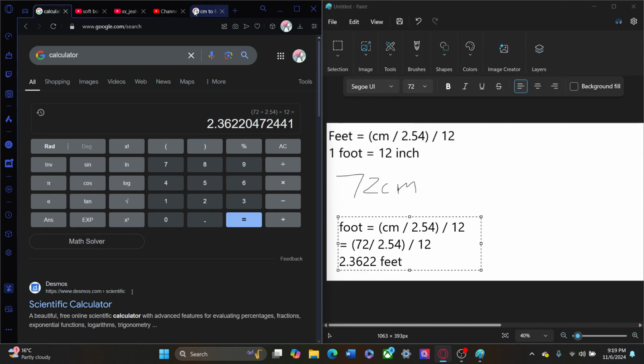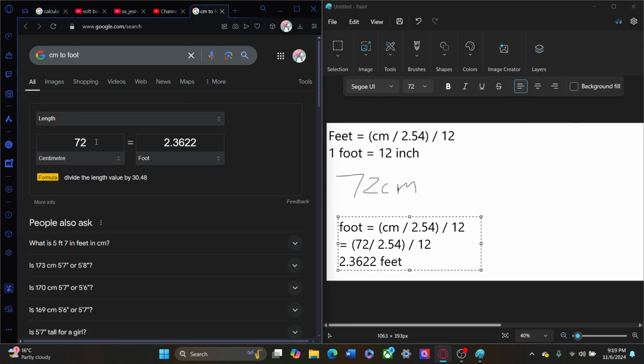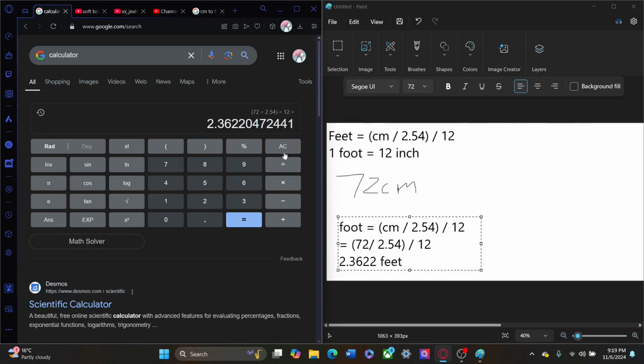Now to check this, we go over here. 72 centimeters equals that. Another way, reverse calculation, which is just times that by 12, and then times that by 2.54, 72. Easy. Just do the reverse of what you did there, and you get your answer.